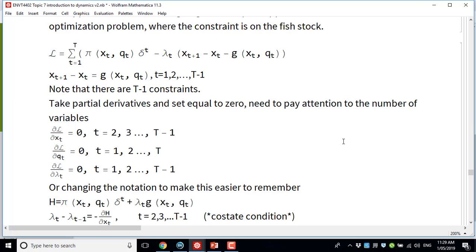Okay, and then this lambda t here is the Lagrange multiplier, but you have to have it for each period. So this constraint doesn't just apply in the first period. It doesn't just apply in the last period. It applies at each period across the planning horizon for this fishery, going from time 1 through to time T.